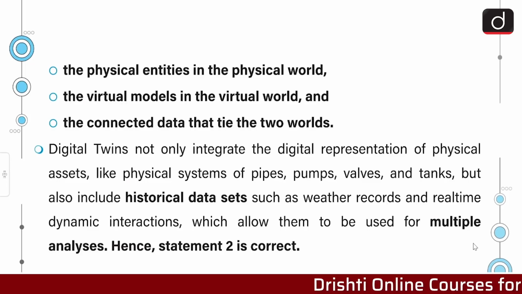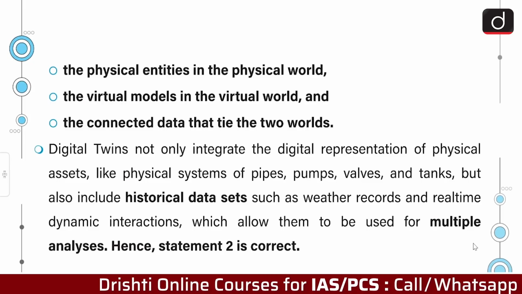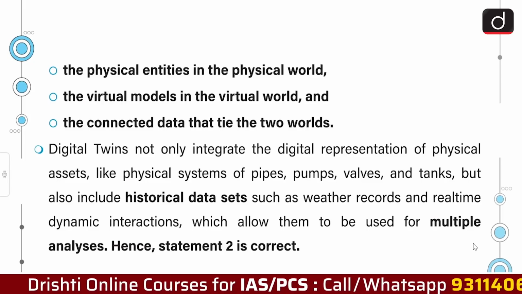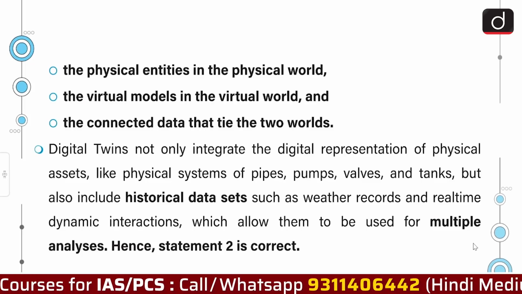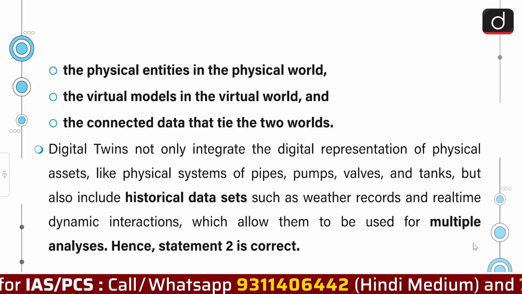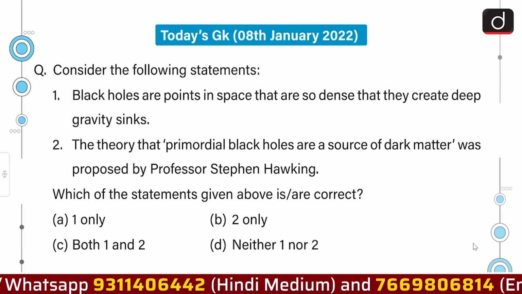Now, digital twins not only integrate the digital representation of physical assets like physical systems of pipes, pumps, valves, tanks, but they also include historical data sets so that it could be more real, such as weather records, real-time dynamic interaction, in order to allow them to be used for multiple things. And let's move on to the next question.